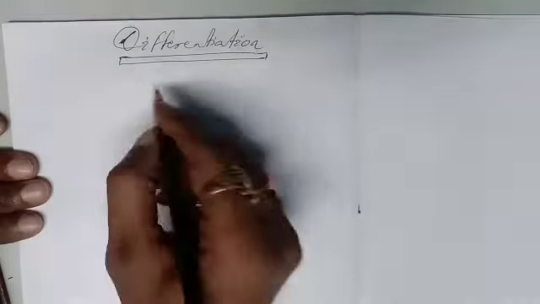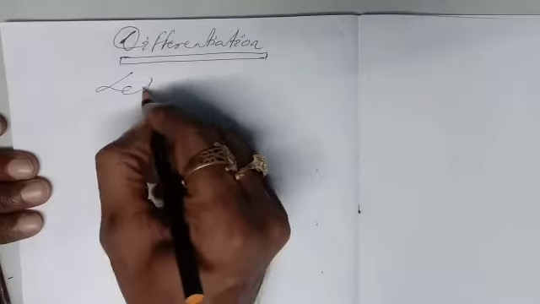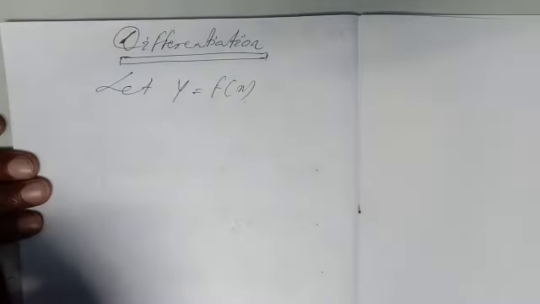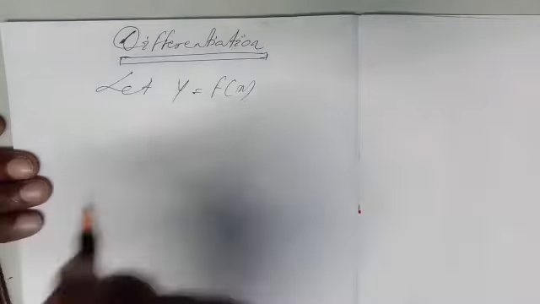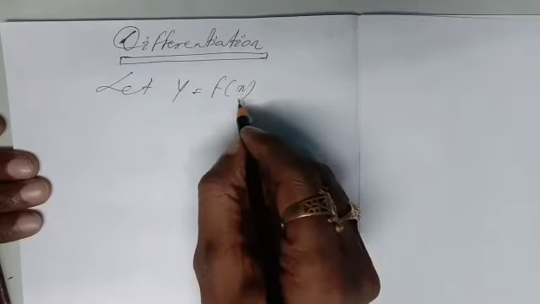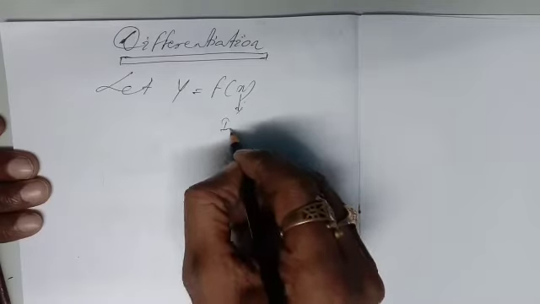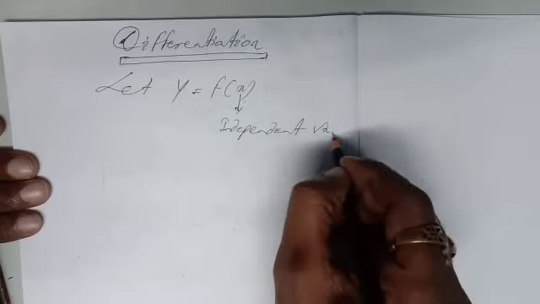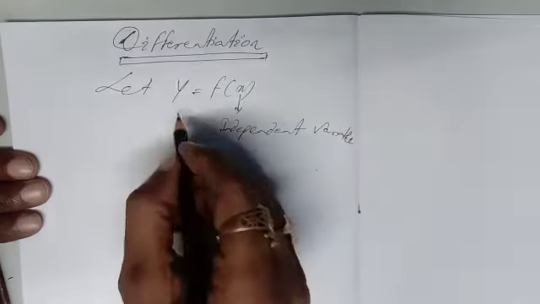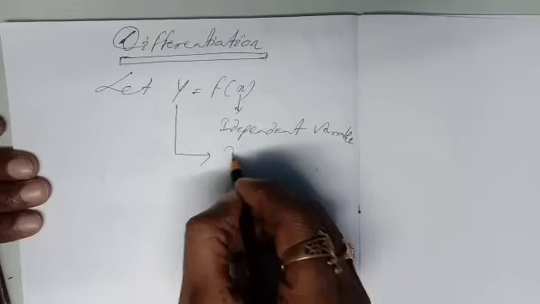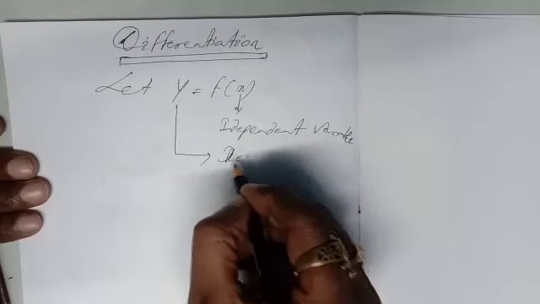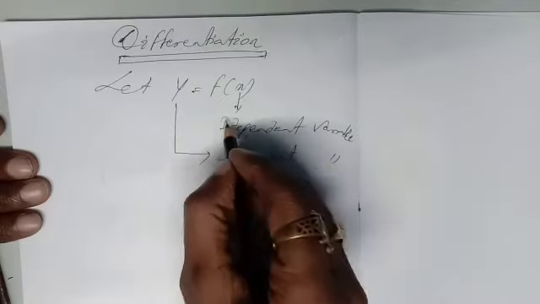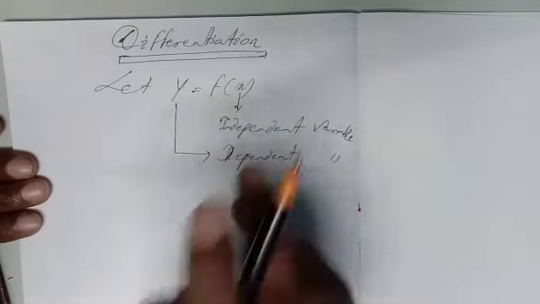Differentiation. Suppose let us consider y is a function of f of x. Y is a function of x means x is the independent variable and y is the dependent variable. Okay. This is the basic concept that y is equal to f of x.